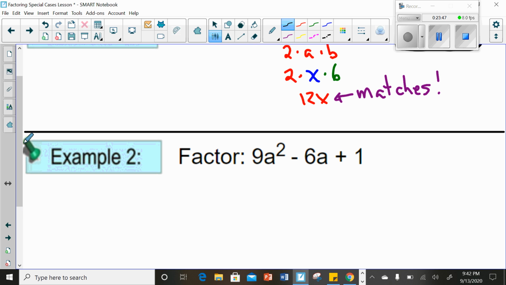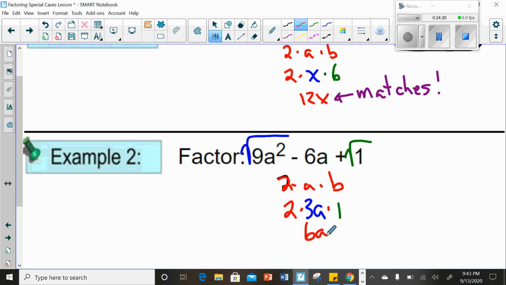Okay, so let's go ahead and write out our 2 times a times b. So we have 2 times, our a is going to be the square root of 9a squared, which is 3a, and our b is going to be the square root of 1. So then we're going to multiply it all together. 2 times 3a is 6a, times 1 is 6a. Don't let the sign bother you. It doesn't really matter what the sign is. We don't care about the sign. So 6a matches. So yay, it matches.